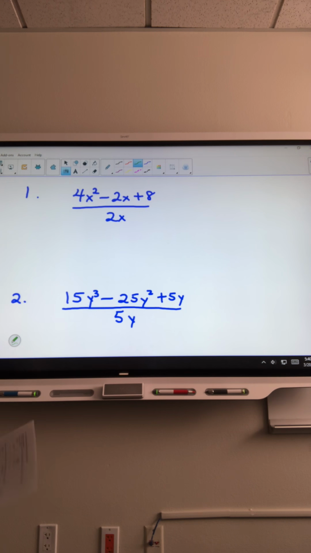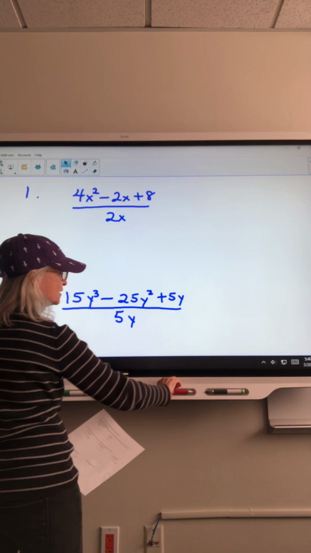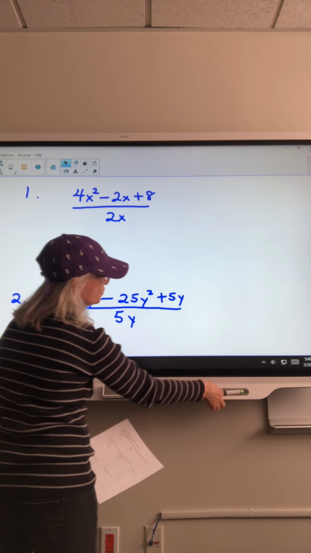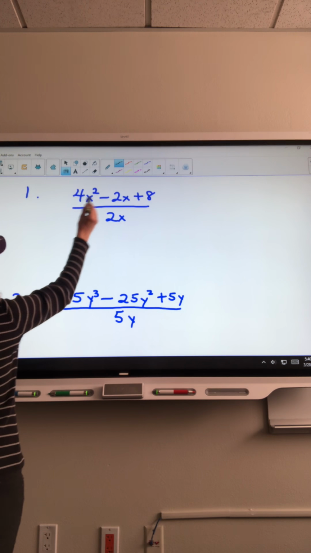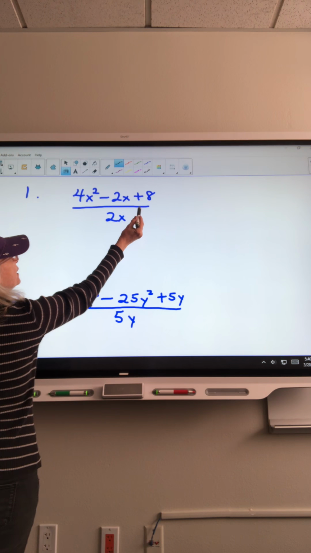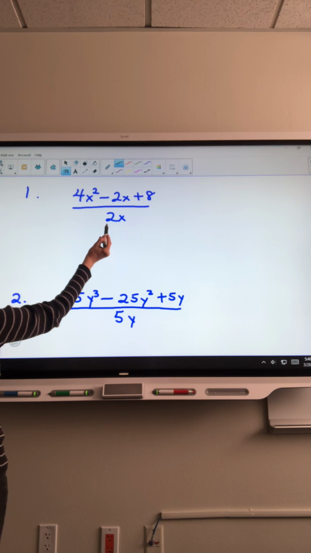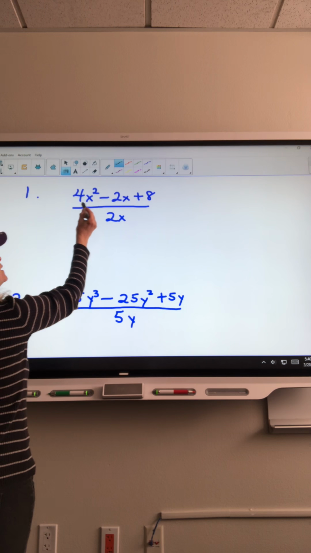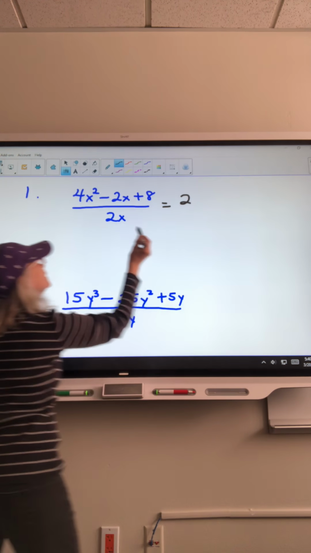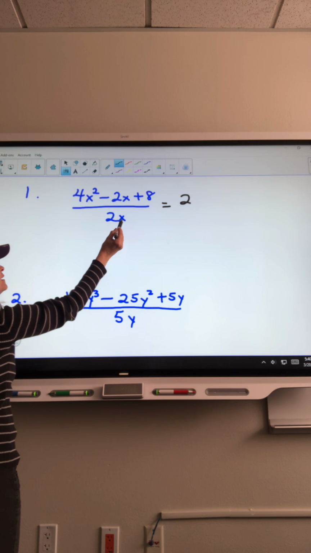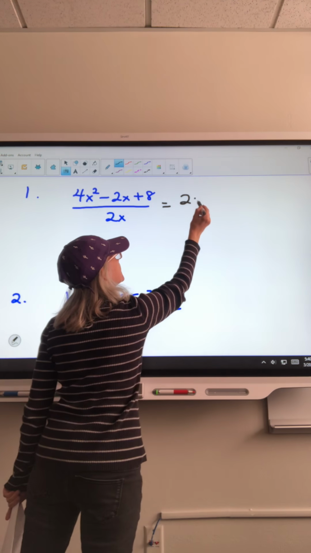Number 3 is actually number 1. Okay, we have also done these kinds too this semester, way back in the beginning. So I'm going to go over the first one and then I'll let you do the second and the third on your own. So basically what you're doing is you're dividing each part of the polynomial by the monomial. And so it's going to be 4 divided by 2, which is 2. And then x squared divided by x would just be x.